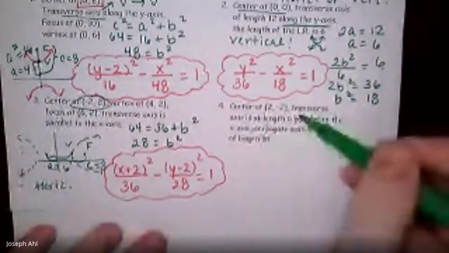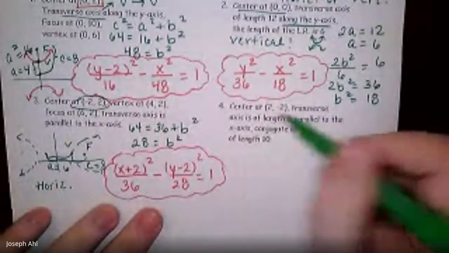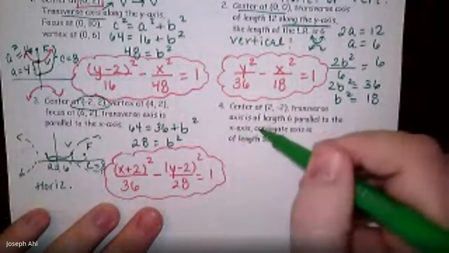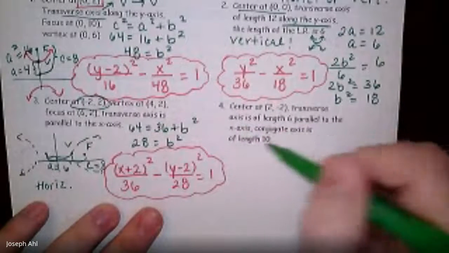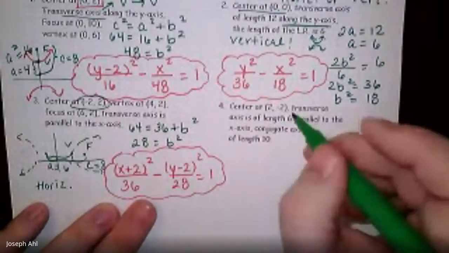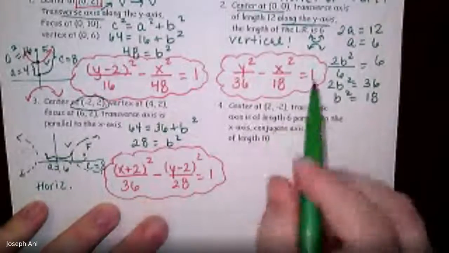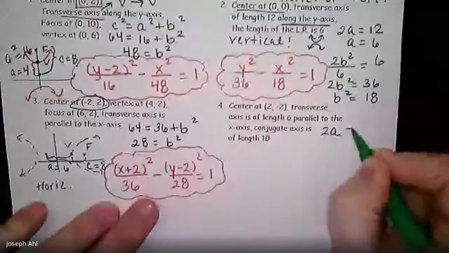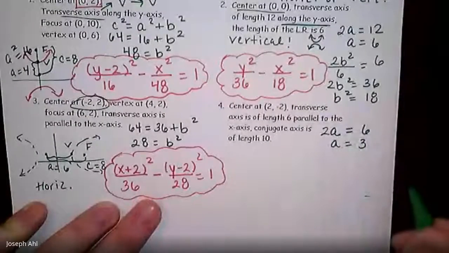Okay, one more to go, and that's it for practice with working backwards. Okay, center at 2, -2, almost the same as this one. Transverse of length 6, parallel to the x-axis. Conjugate axis has length 10. Okay, transverse axis with a given length. We just did that number 2. Transverse total is 2a. So if 2a equals 6, then a is 3.